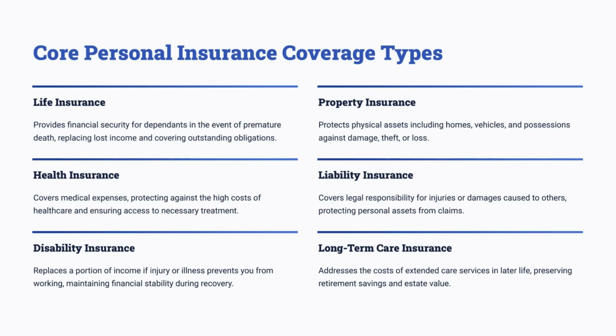Life insurance ensures financial security for dependents by replacing lost income. Health insurance covers medical expenses, safeguarding against high healthcare costs. Disability insurance maintains income during recovery from illness or injury. Property insurance protects assets like homes and vehicles. Liability insurance shields personal assets from legal claims. Long-term care insurance preserves retirement savings by covering extended care costs.